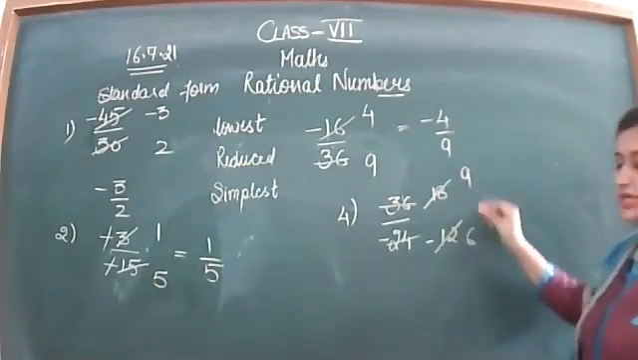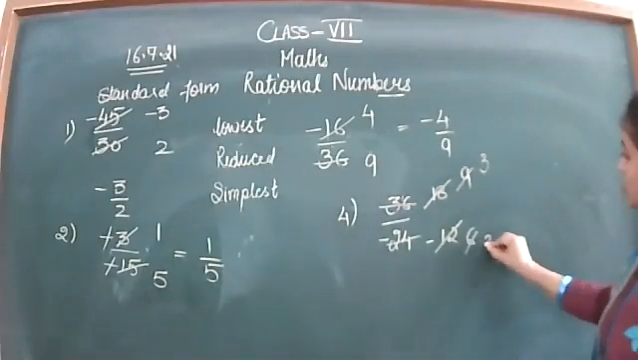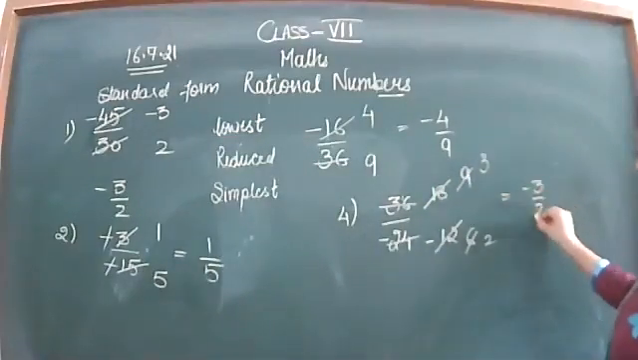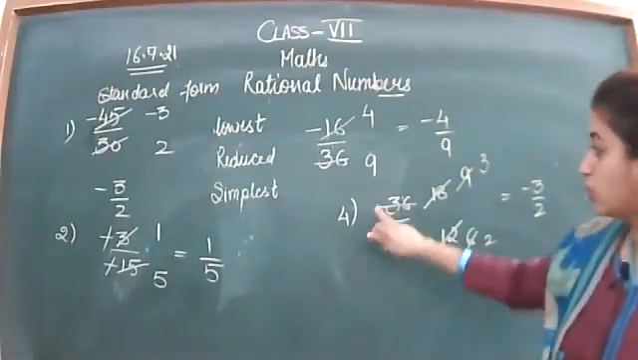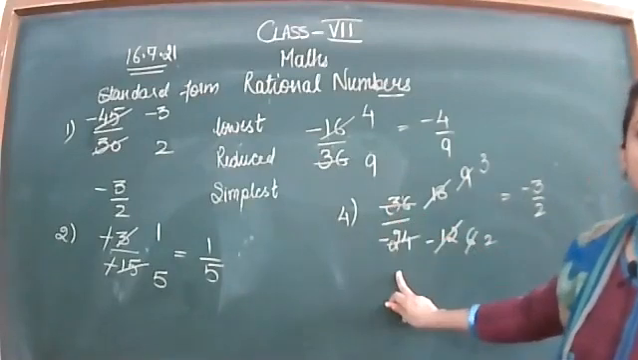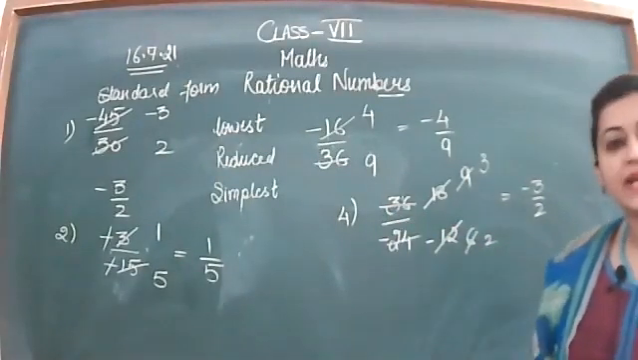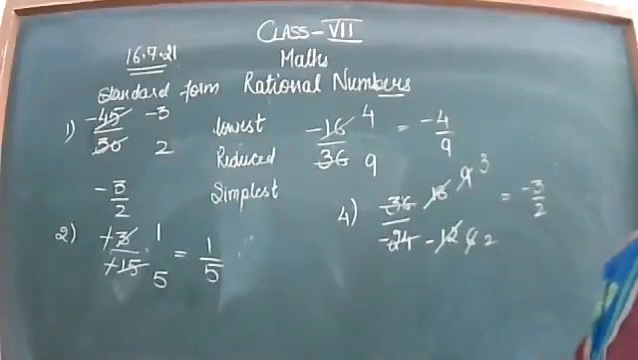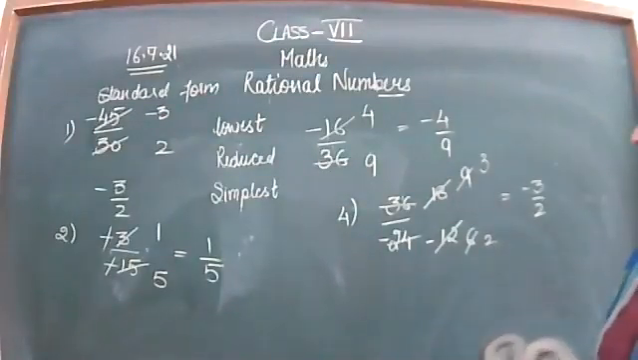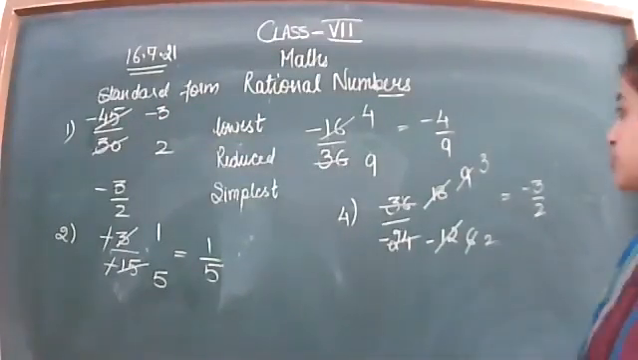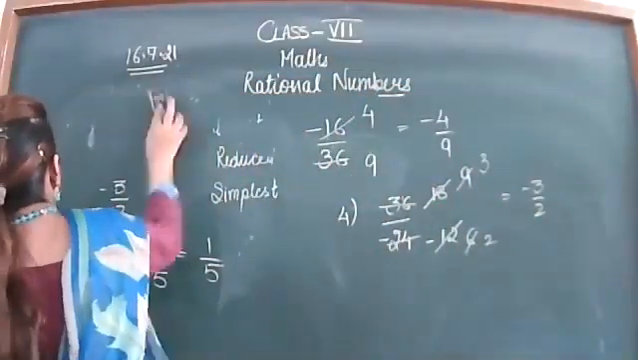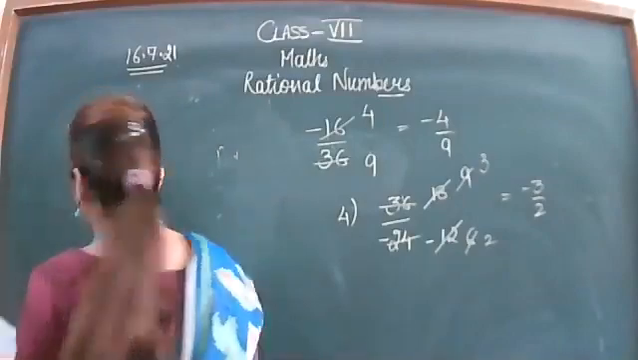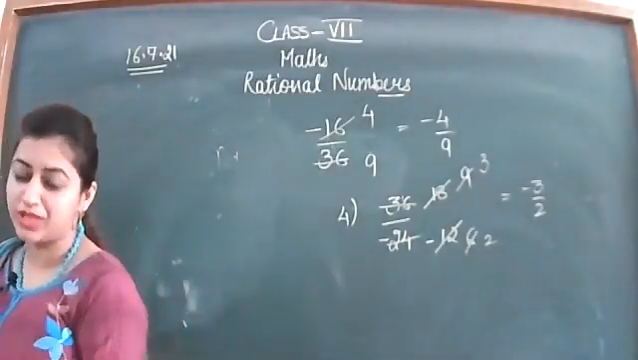Now cancelling by 3. 3 3s are, 3 2s are. So the answer is -3/2. I cancelled by 2 twice. If you want, you can cancel directly by 12. 12 3s are 36, 12 2s are 24. Directly, if you know, you can cancel it out directly. And if you are not able to solve it directly, you can solve it by a smaller number. Cancel by 2 or 3, whichever works.